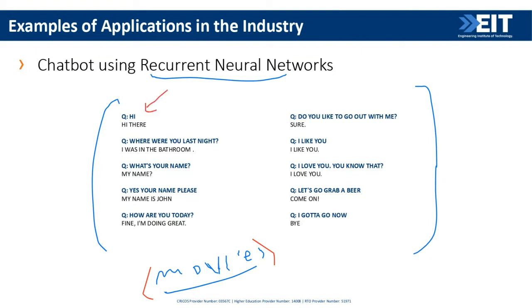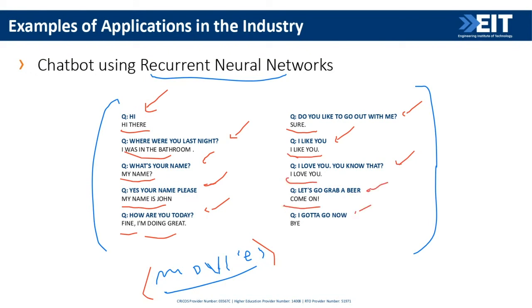If you say hi, it says, hi there. Where were you last night? I was in the bathroom. What's your name? My name. Yes, your name, please. My name is John. How are you today? Fine, I'm doing great. Do you like to go out with me? Sure. I like you. I love you. You know that. I love you. Let's go grab a beer. Come on. I gotta go now.